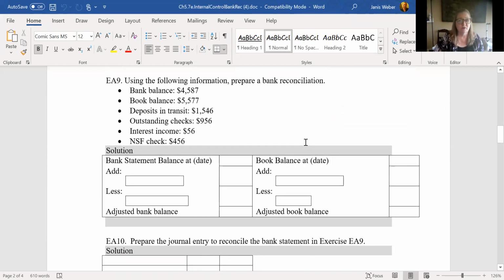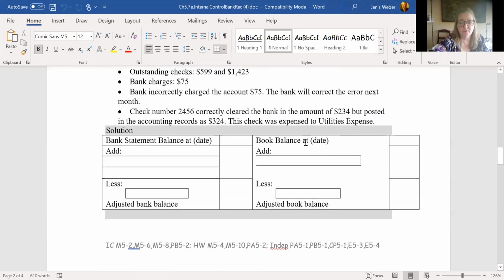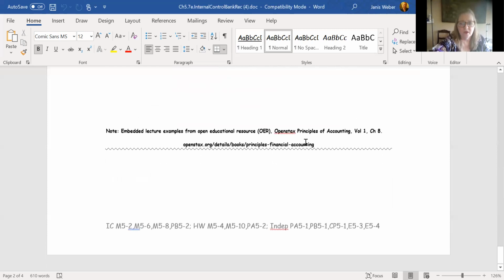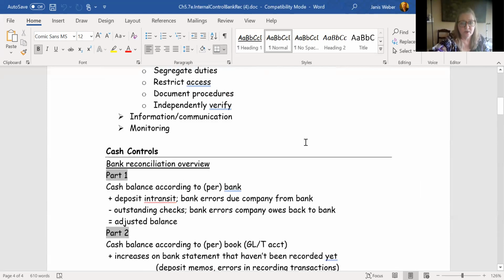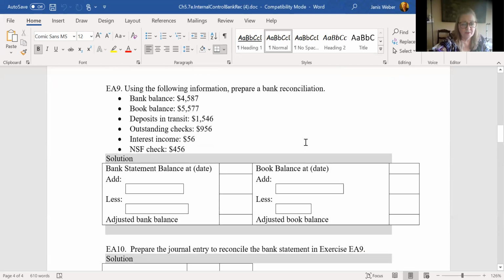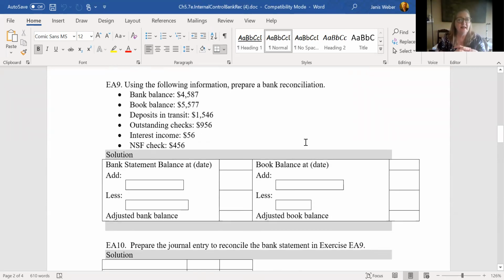These exercises are coming from the OpenStax exercises, the free textbook access. And I've got a link at the bottom of this lecture note sheet to lead you to that. Let me see what chapter it's coming from. Chapter 8 of the OpenStax books is where this one's coming from. Okay, so this one is EA9.